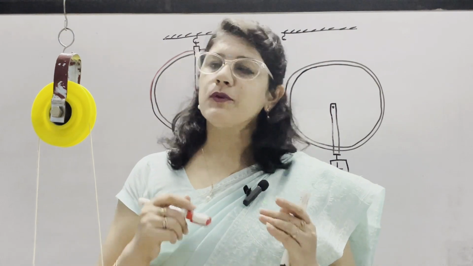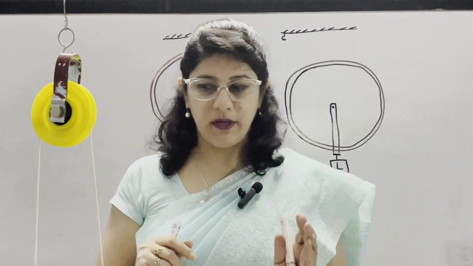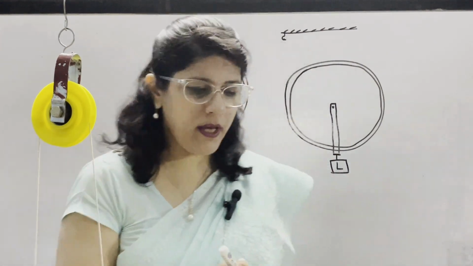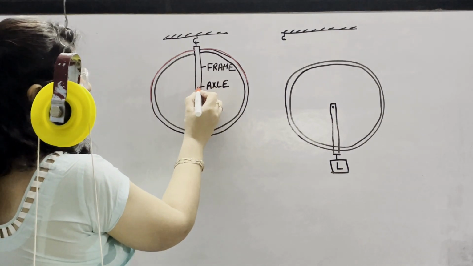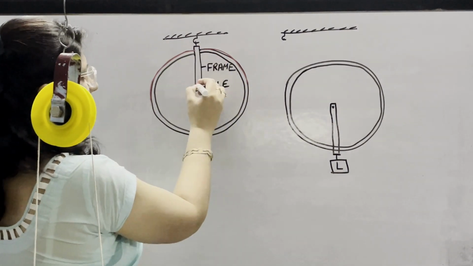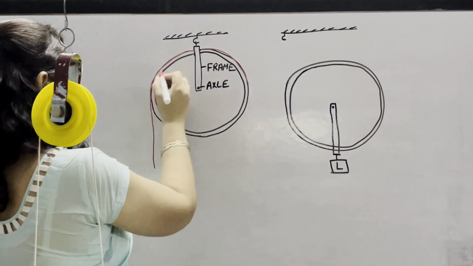A single pulley can be used in two different ways. One is a single fixed pulley and another is a single movable pulley. Now, in a single fixed pulley, our axis of rotation is unchanged. It means it is fixed with the help of frame and axle. Axis of rotation is fixed and we can attach a string like this.